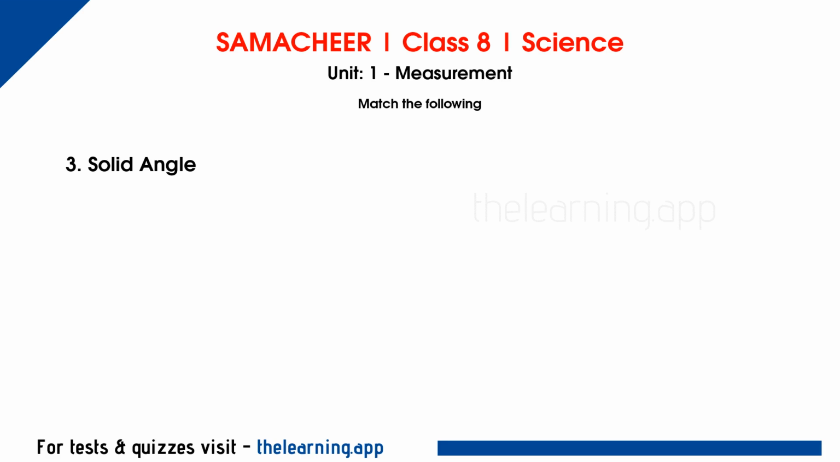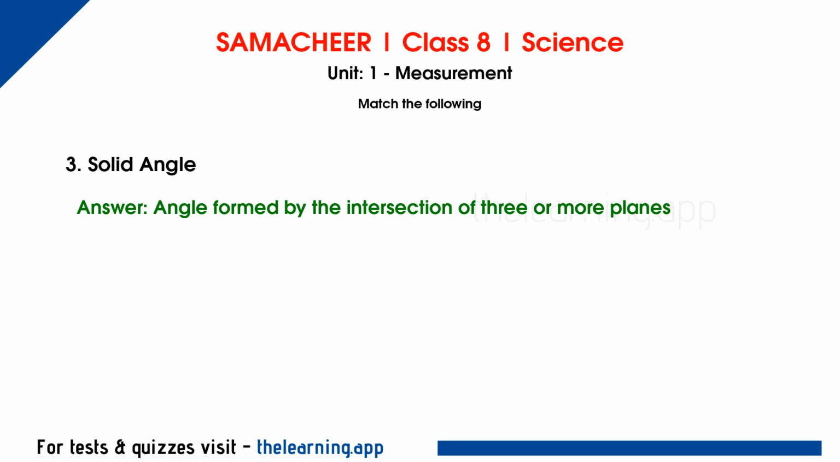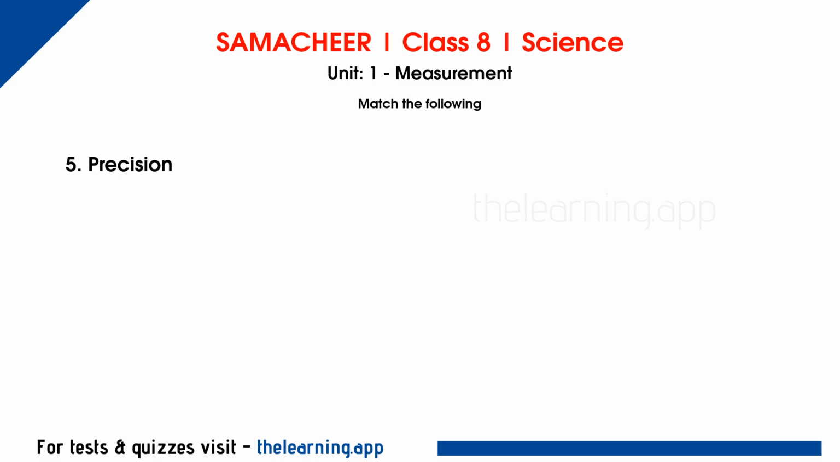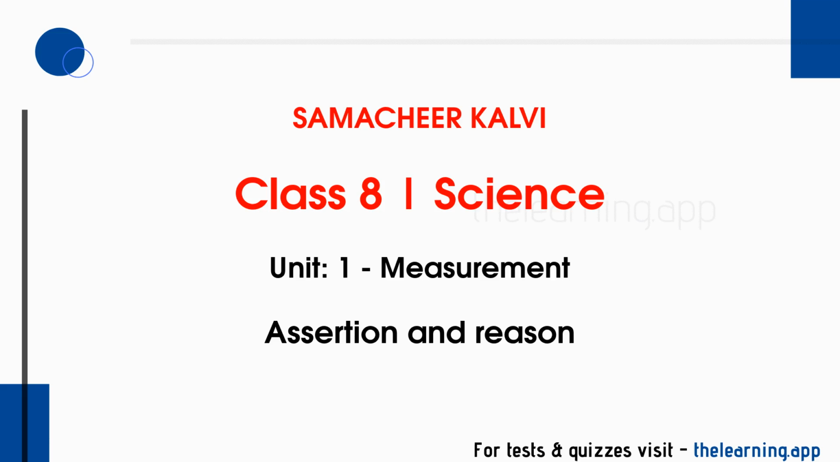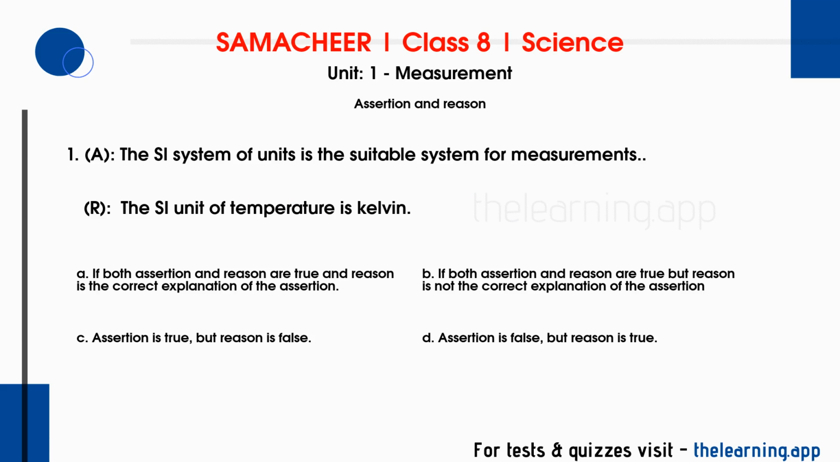Question 3. Solid angle. Correct answer is angle formed by the intersection of three or more planes. Question 4. Accuracy. Correct answer is closeness to the actual value. Question 5. Precision. Correct answer is closeness to two or more measurements. Assertion and reason. Assertion. The SI system of units is the suitable system for measurements. Reason. The SI unit of temperature is Kelvin.